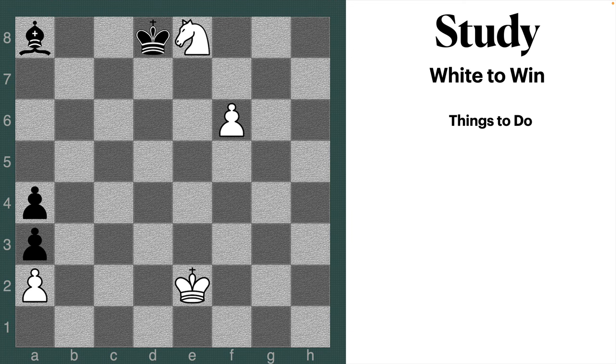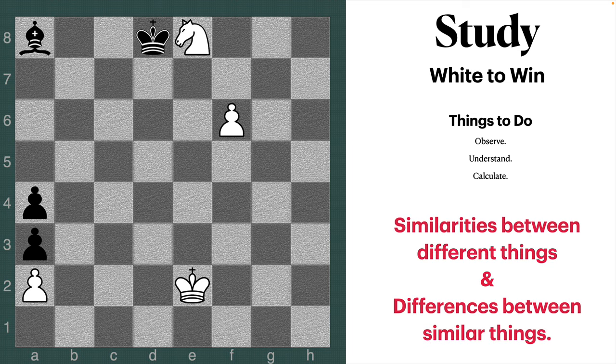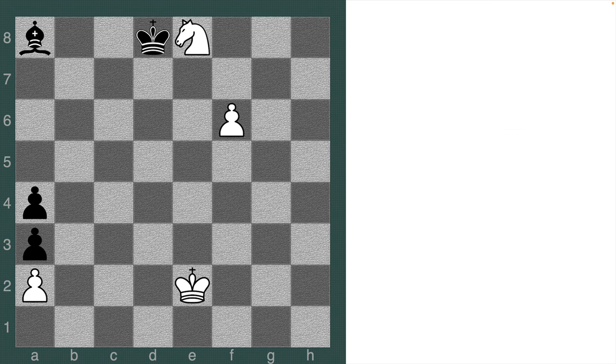So what are the things that you need to do to solve this puzzle? You need to observe, you need to understand, and you need to calculate. And remember the cardinal truth of chess and fluid intelligence and everything that we do in Zugzwang. You need to develop the ability to see similarities between differences and differences between similarities. So with that in mind, let's get going. So first thing we need to do is observe.